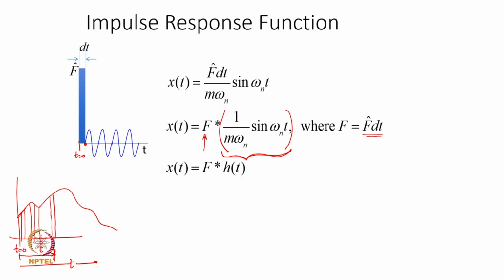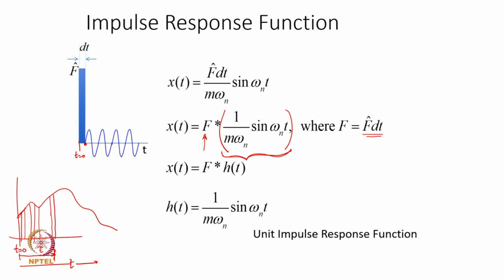So, this can be written as f times h(t). h(t) itself is the unit impulse response function. 1 over m omega n sin omega n t is the unit impulse response function for a single degree of freedom system. So, if the impulse value is 1, the response will be the same as the unit impulse response function, right. This is basic stuff that you might need to know.